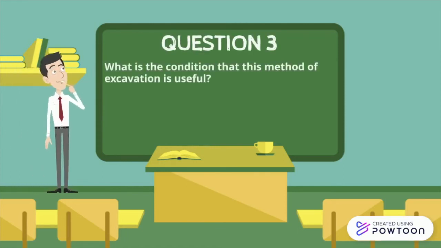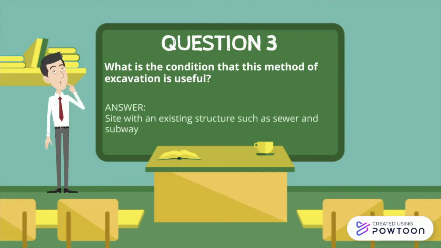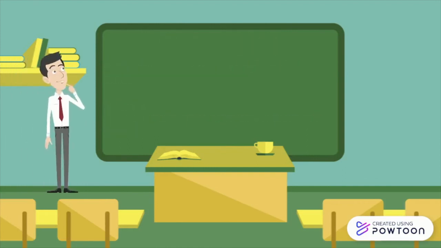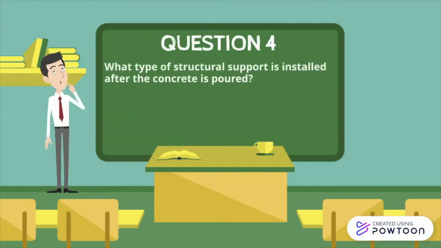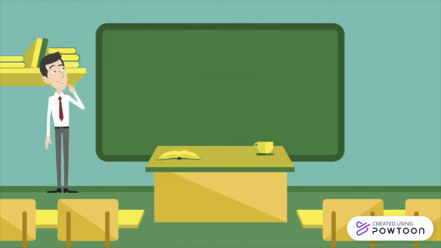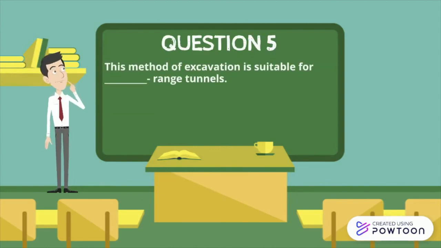Third question. In what condition is this method of excavation useful? The answer is a site with an existing structure such as a sewer or subway. Fourth question. What type of structural support is installed after the concrete is poured? The answer is lattice girders. Last question. This method of excavation is suitable for what range of tunnels? The answer is short range.